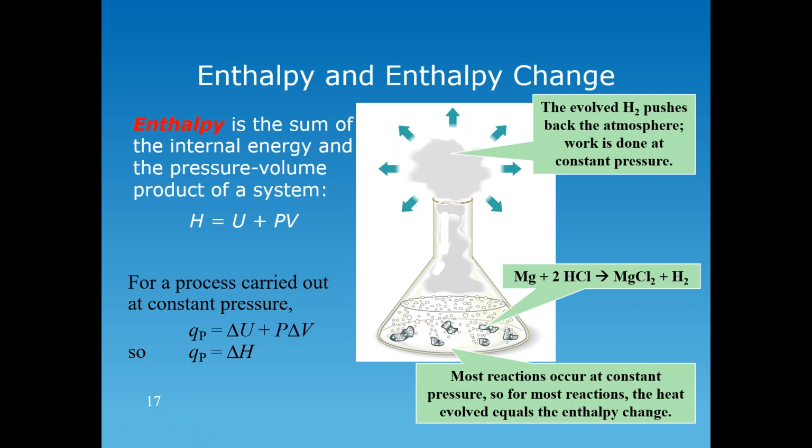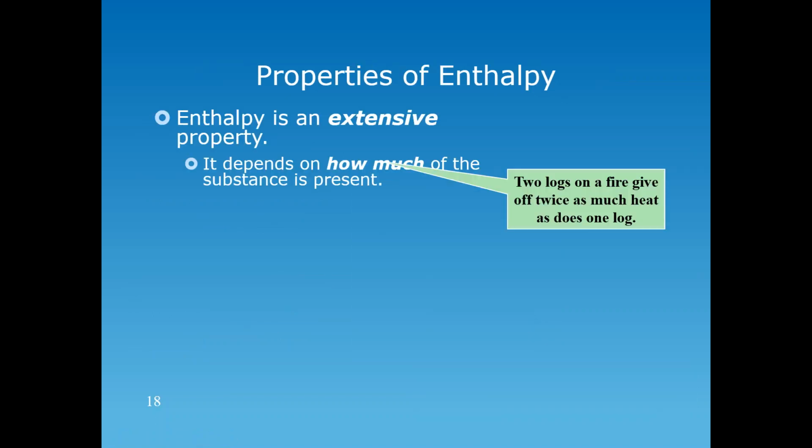So let's talk about some key facts about enthalpy. The first thing we're going to say here is that enthalpy is an extensive property. So what does that mean? It means basically that the enthalpy of a system depends on the quantity of material that's present in the system. So you see this statement in this box here: 2 logs on a fire gives off twice as much heat as does 1 log, right? That's just basically to illustrate what the term extensive means. Of course, we're assuming that the 2 logs have the same amount of material in them for this to be true.